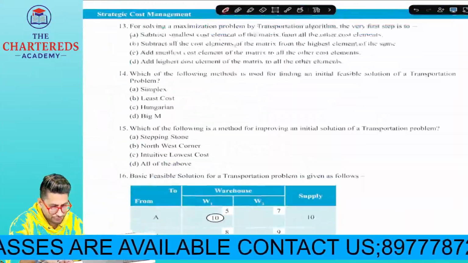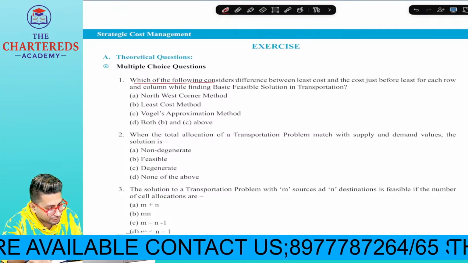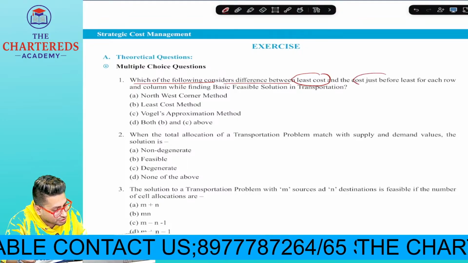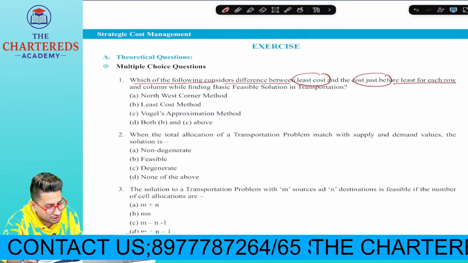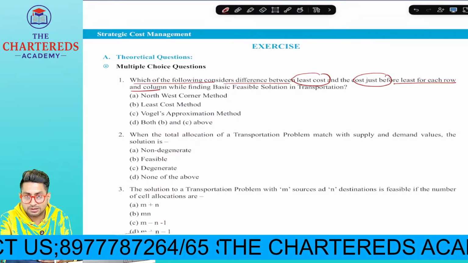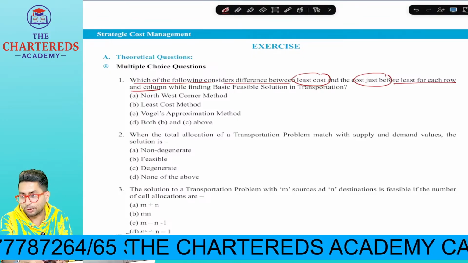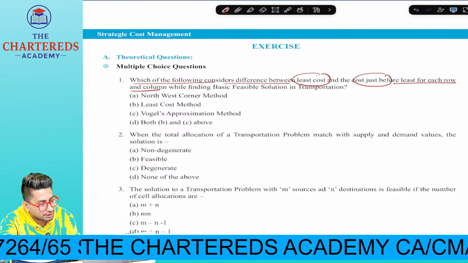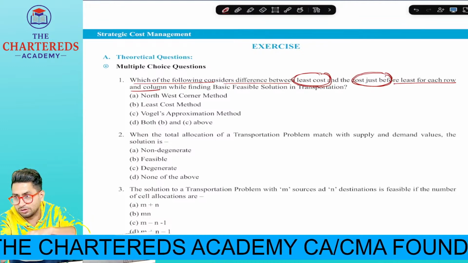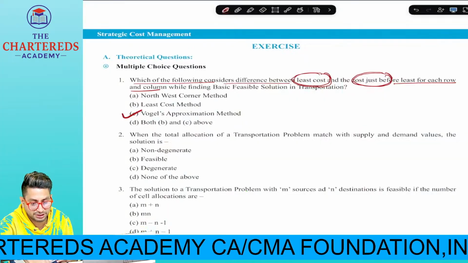Now MCQs. Which of the following considers the difference between least cost and the cost just before the least cost in each row and column? Least cost and second least cost, it will consider the difference. Vogel's approximation method. What are they telling? Considers the difference between least cost and cost just before least cost. The difference of the two least costs, where do we see? Vogel's approximation method. So the answer is C.